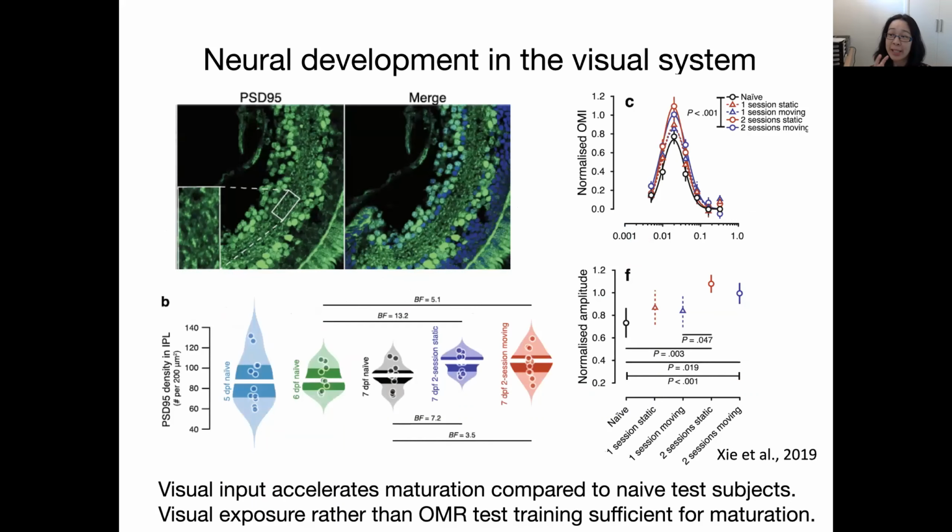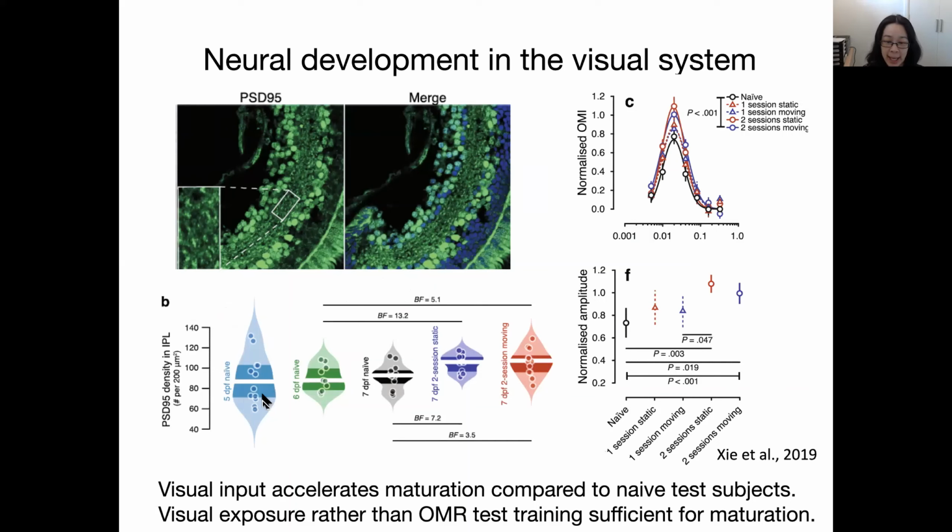We then looked at visual experience as a test to see if we can see any differences. Here's the data from the anatomy and the optomotor. In the anatomy, we looked at postsynaptic density 95. This is an antibody stain, and we just quantified the density of synaptic puncta. This is merged with the DAPI layer, and we focus on the inner plexiform layer here, which is one of the two key synaptic layers.